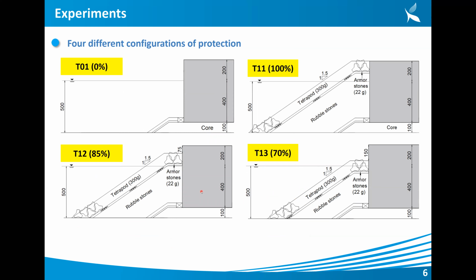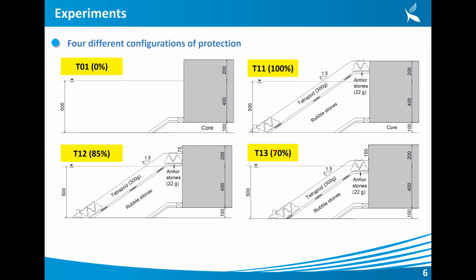Here, the case without any protection in front of the caisson is termed as T01. The case of full coverage of tetrapods and the rubble stones in front of the caisson up to the crest level of the caisson is termed as T11, which corresponds to 100% of coverage rate. The cases corresponding to coverage rates of 85% and 70% of the caisson are termed as T12 and T13 respectively.